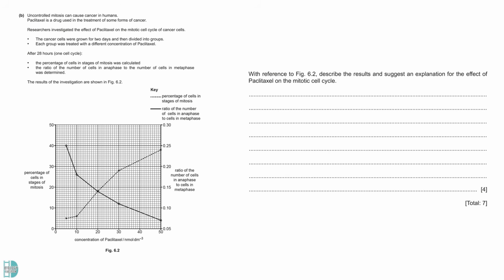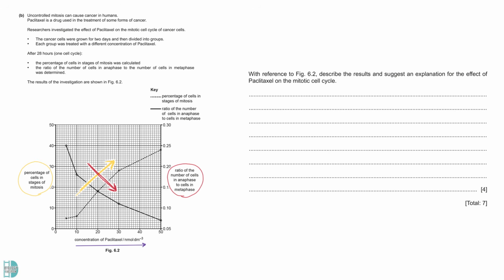In this question, you are given a graph showing the results of an experiment. Cancer cells are treated with different concentrations of a drug. The percentage of cells in stages of mitosis and the ratio of the number of cells in anaphase to metaphase are being shown here. From this graph, you can see that as the concentration of the drug paclitaxel increases, the percentage of cells in stages of mitosis increases, but the ratio of number of cells in anaphase to metaphase decreases.